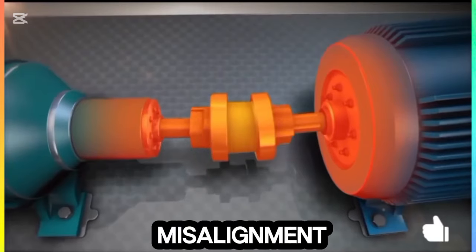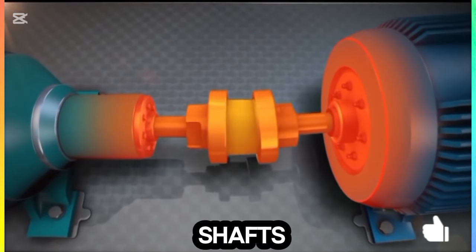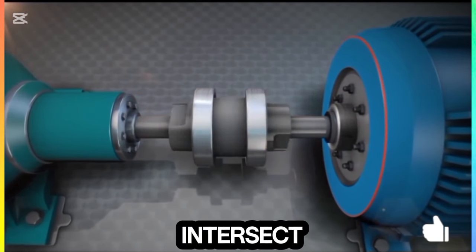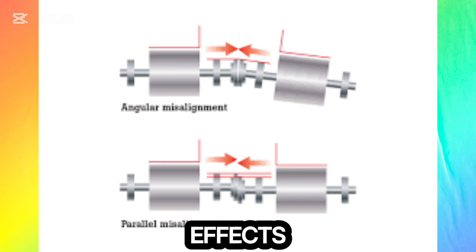1. Angular misalignment. The motor and pump shafts are at an angle to each other. This occurs when the center lines of the two shafts intersect but are not parallel. Effects: uneven load distribution, vibration, and wear on bearings and couplings.